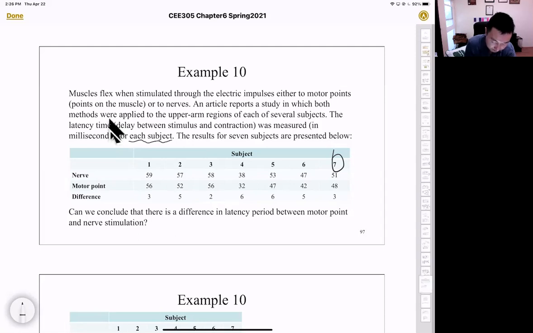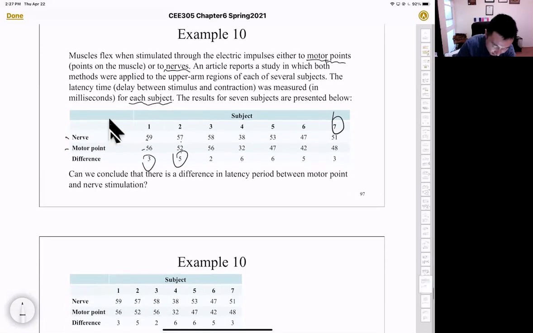The result shows here. We have 2 methods, either through nerves or through motor points. For nerves, that's the first row. For motor points, that's the second row. A difference between these two is 59 minus 56, so that's the difference. 57 minus 52 is 5. So can we conclude that this will be H1?